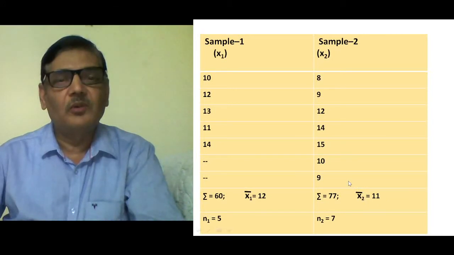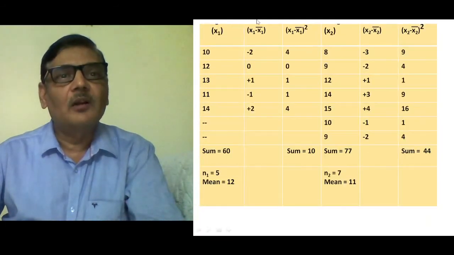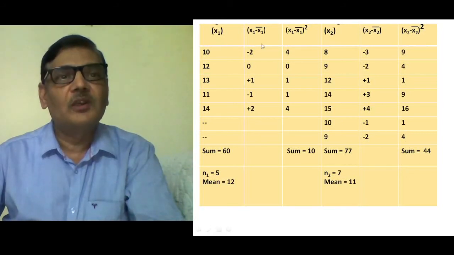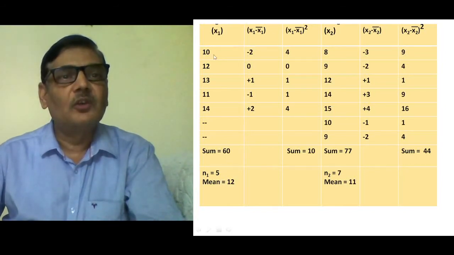Now we have to calculate the variance value. So let us see what we shall be doing for this. For calculating variance, we need X1 minus X1 bar squared and X2 minus X2 bar squared. Let us see how this is done. We know that the mean value of the first sample is 12. So we subtract this mean value from all these individual observations.